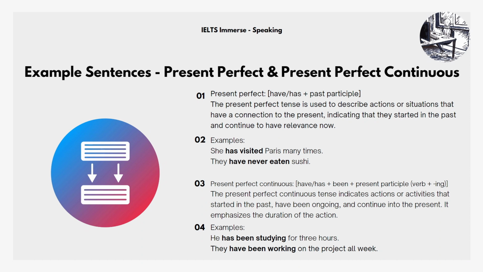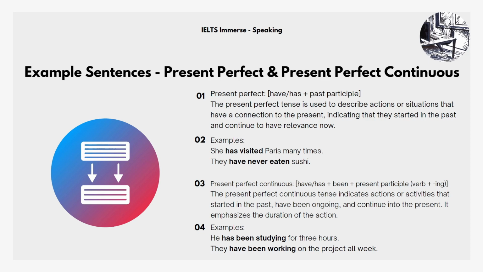Present perfect and present perfect continuous is almost the same, but that point in time is not a past point, but the point is right now. She has visited Paris many times. They have never eaten sushi. There isn't this past point that we're referring to. We're just talking about right now.